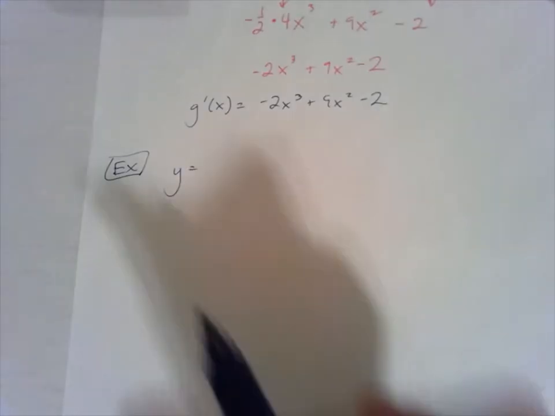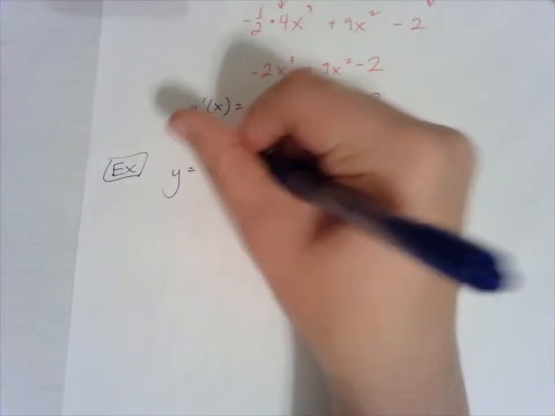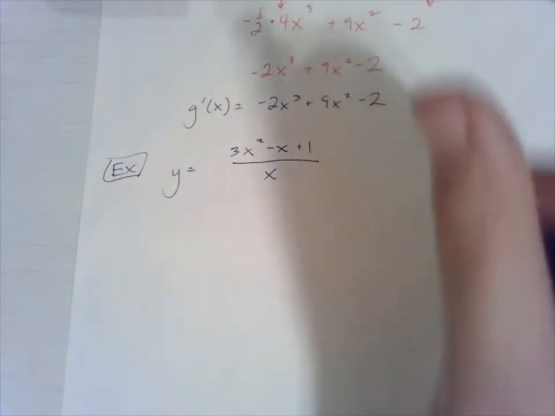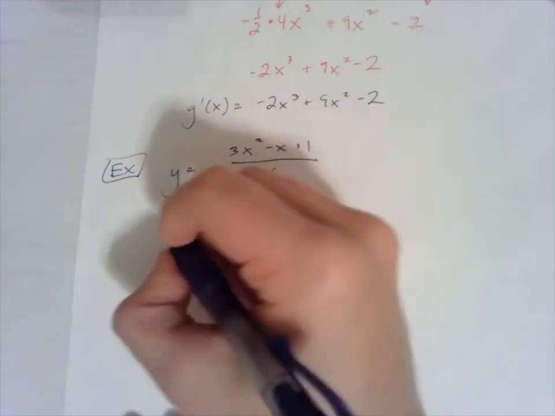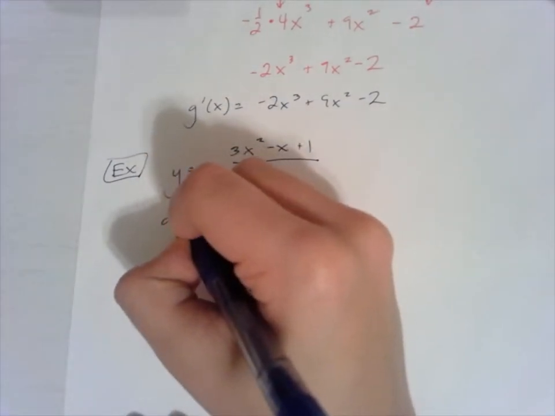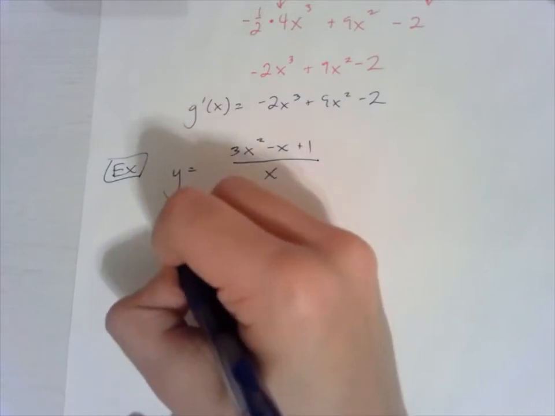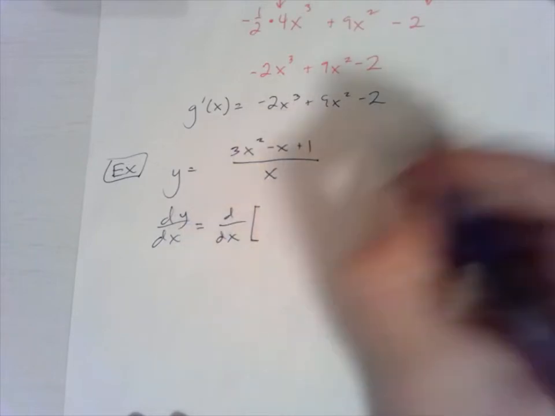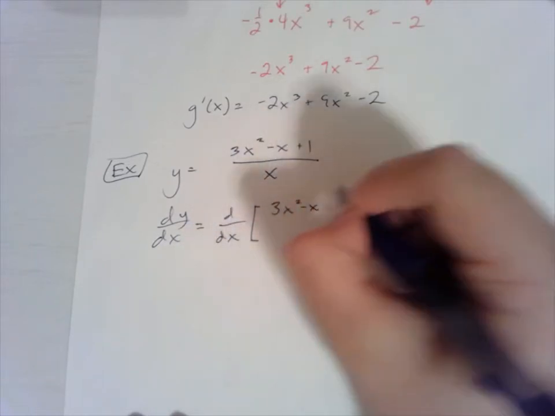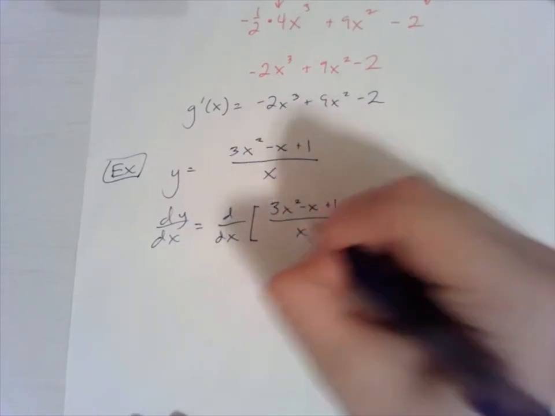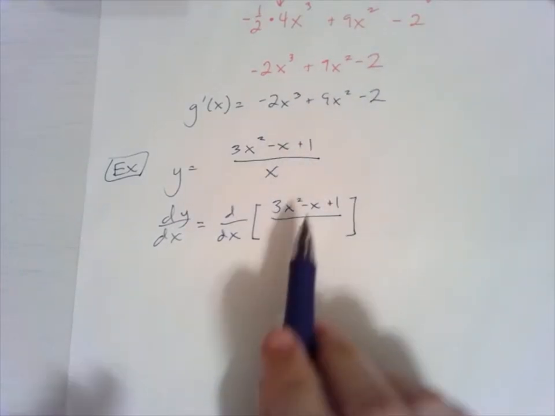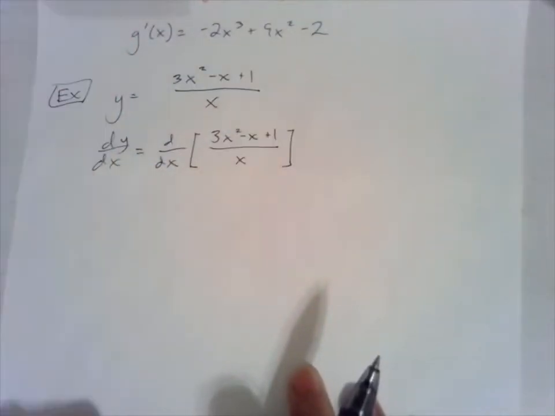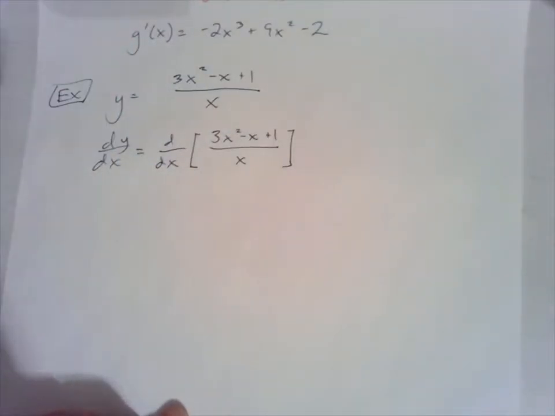Alright. So if we had y equals 3x squared minus x plus 1 all over x, what we can do here is say that we're going to take the derivative of y with respect to x. So we're going to take the derivative of 3x squared minus x plus 1 all over x. This is a little hard to tell what each piece is. So what we're going to do is we're going to use some algebra and we're going to rewrite this.